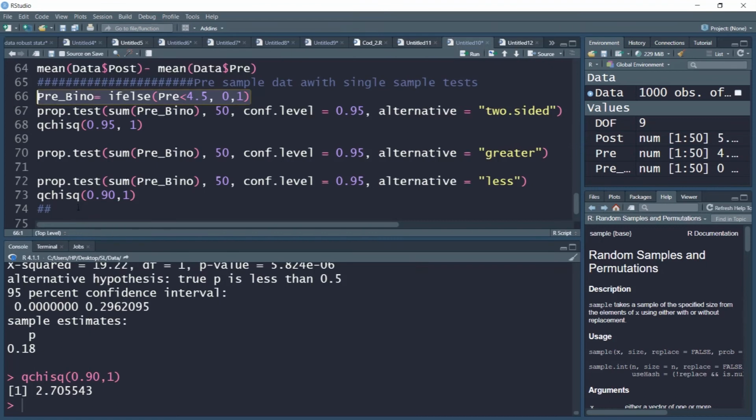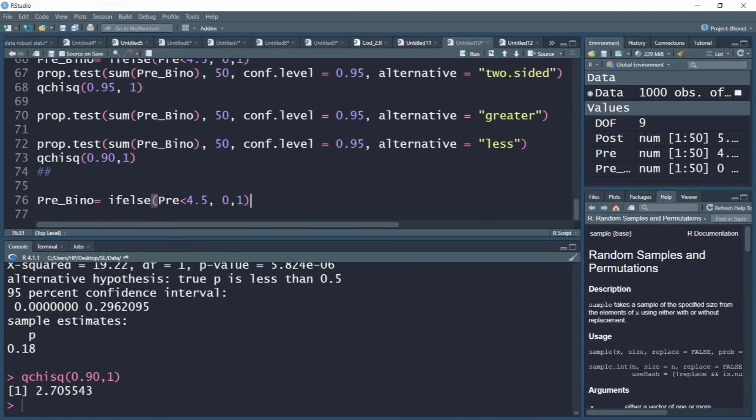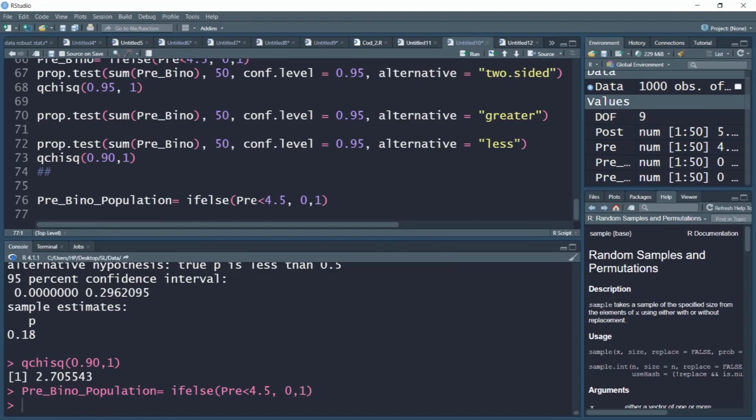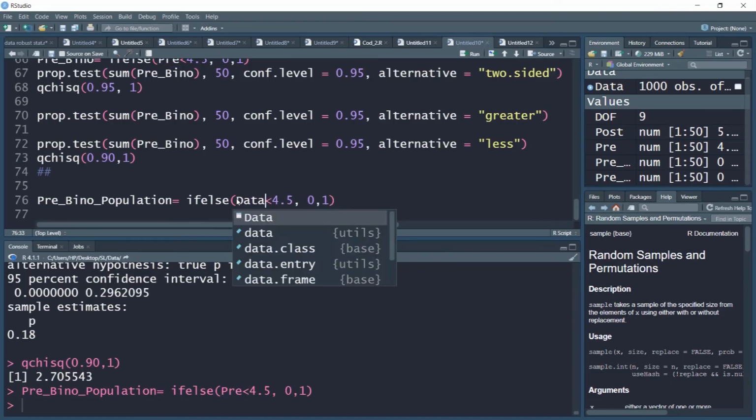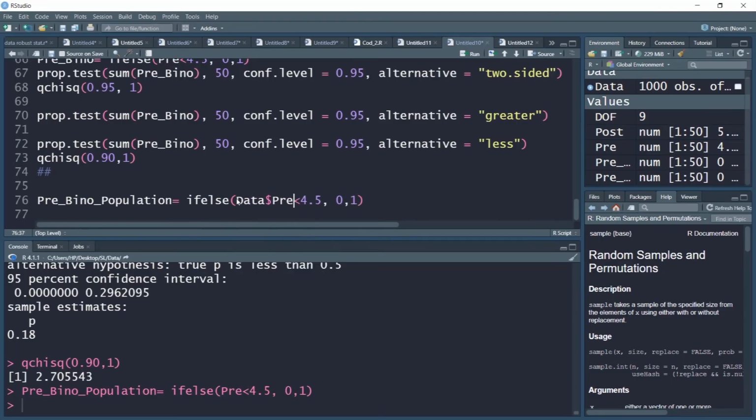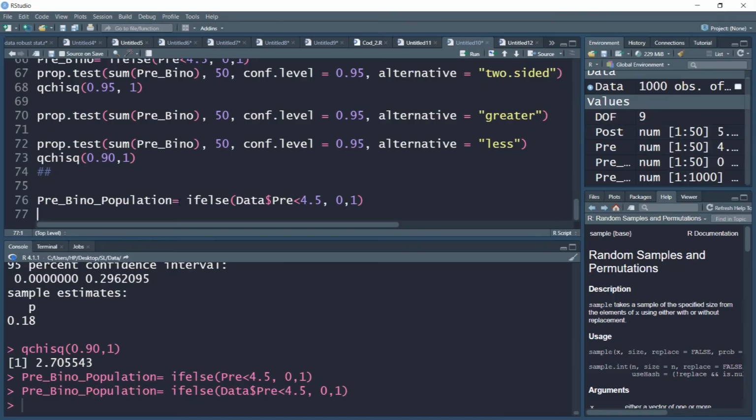For population, we can create a new variable, pre-bino population. We can assign a score of 0 if it is less than 4.5, and a score of 1 if it is more than 4.5, and we have this population with scores of 0 and 1.